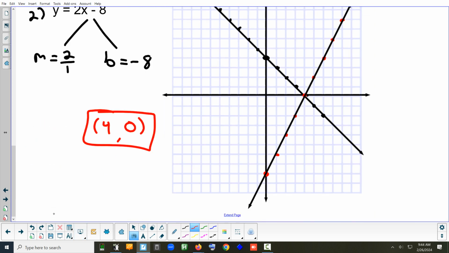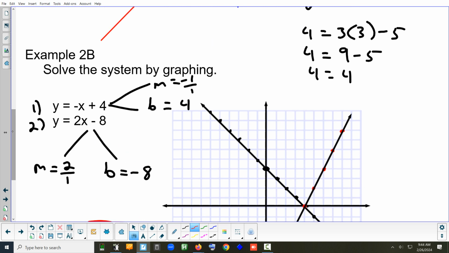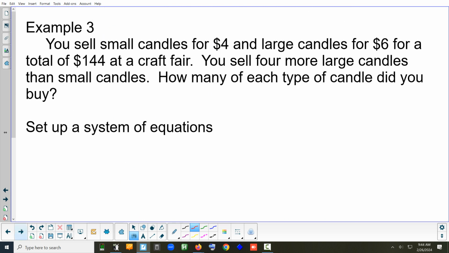Okay, so those are the kind of problems where you have to figure out the answer yourself, but at least they give you the two equations to use. In this one, they don't even give you the equations. So the first thing you have to do is figure out what are the equations I need to use, then graph them, then see where they cross.